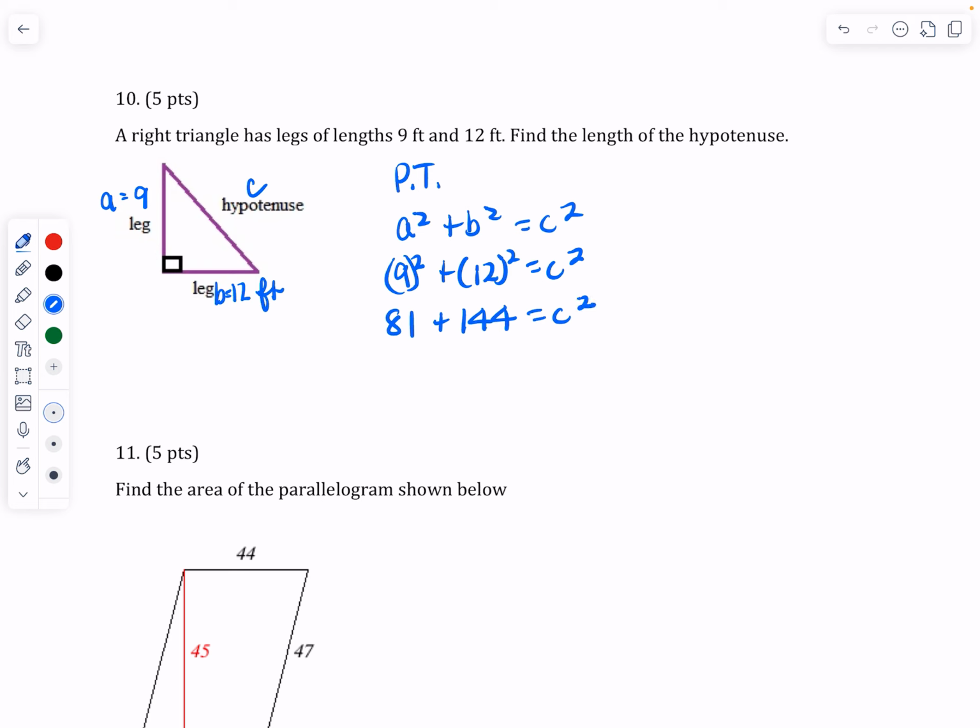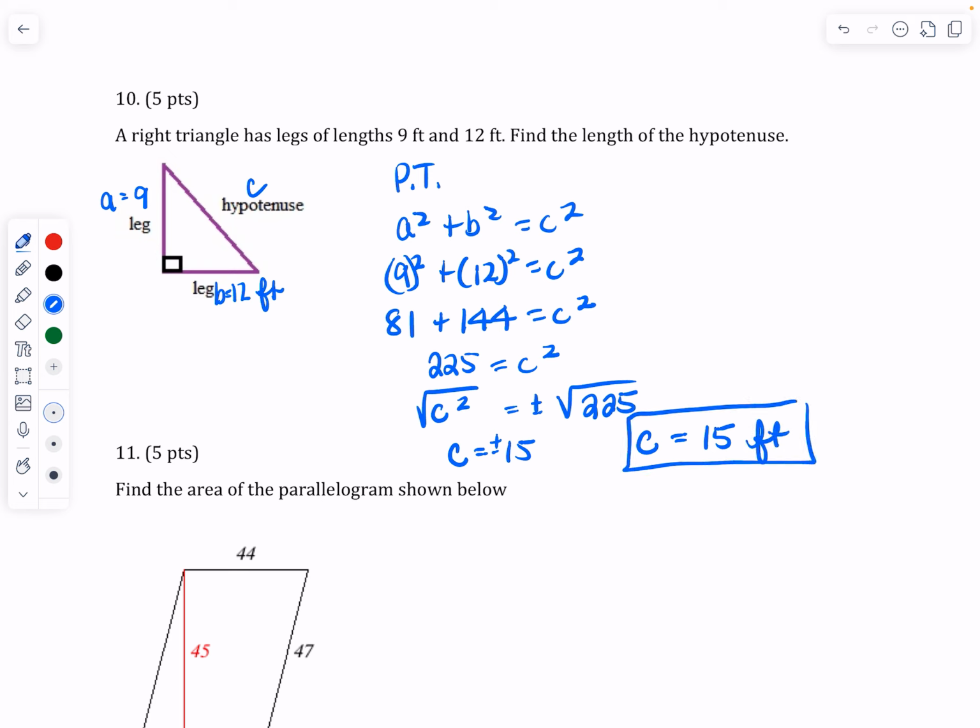Now I'm going to add 81 plus 144. And when I do that, I get 225. So again, to get C by itself, I have to do the square root of both sides. And remember, you actually get 2 answers, plus or minus. So C equals, now take the square root of 225, and when you do that, I got the answer of 15 plus or minus. Because we're talking about length, I'm only going to accept the one answer, which is 15 feet. So the hypotenuse is 15 feet.